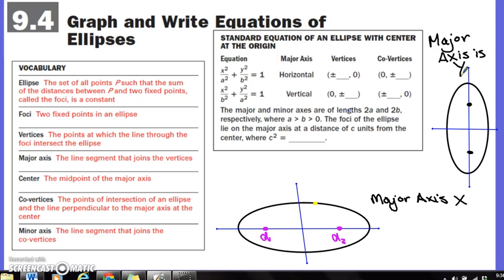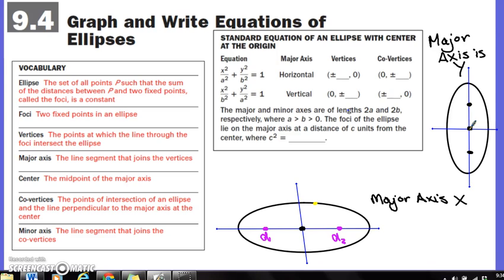All right. The foci are the two fixed points, these D's. The vertices are the points at which the line through the foci meets the ellipse. The major axis is the line segment that joins the vertices. The center is the midpoint of the major axis; here, it is the origin. Then the co-vertices and minor axis, we will get to all that.